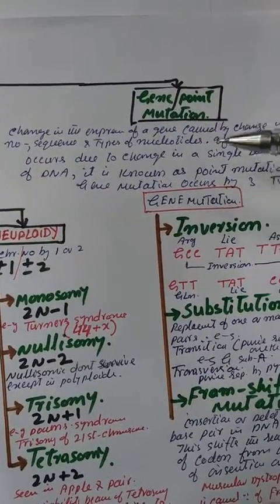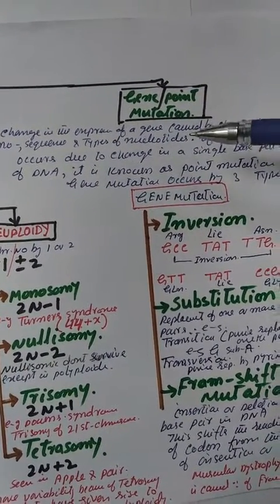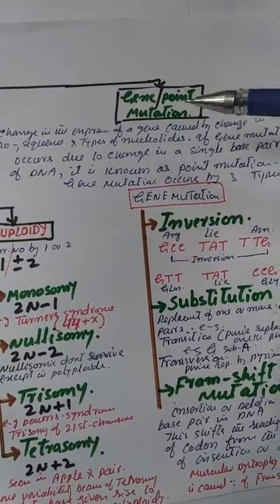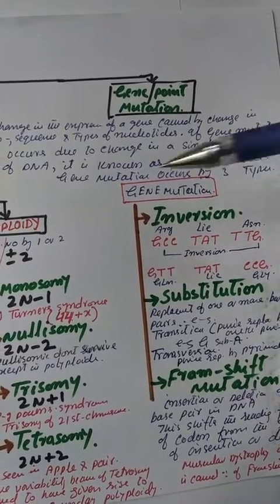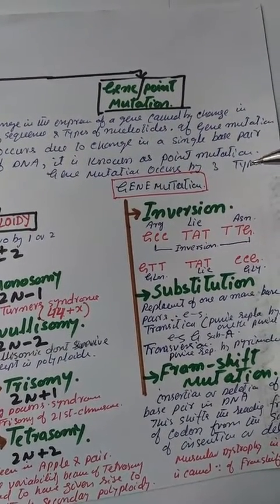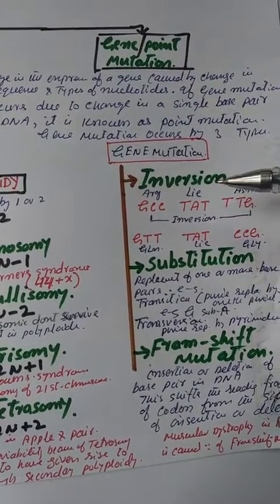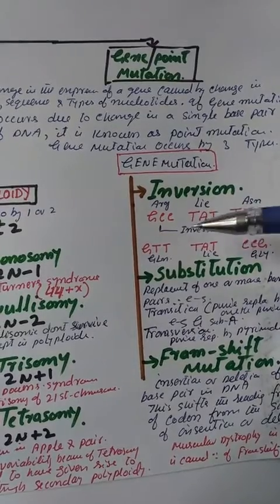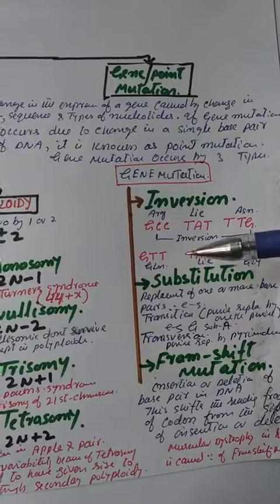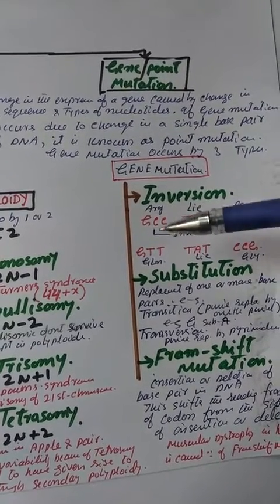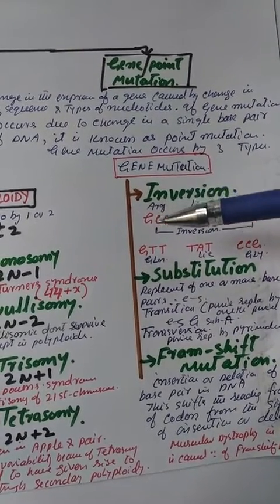Now, a change in the expression of a gene caused by a change in number, sequence, and types of nucleotides is what we call gene or point mutation. Now, if the gene mutation occurs due to a change in a single base pair of DNA, it is known as point mutation. This gene mutation occurs by three types. The first is inversion, where we see the base pairs get inverted, and they form new codons which give rise to different types of amino acids.